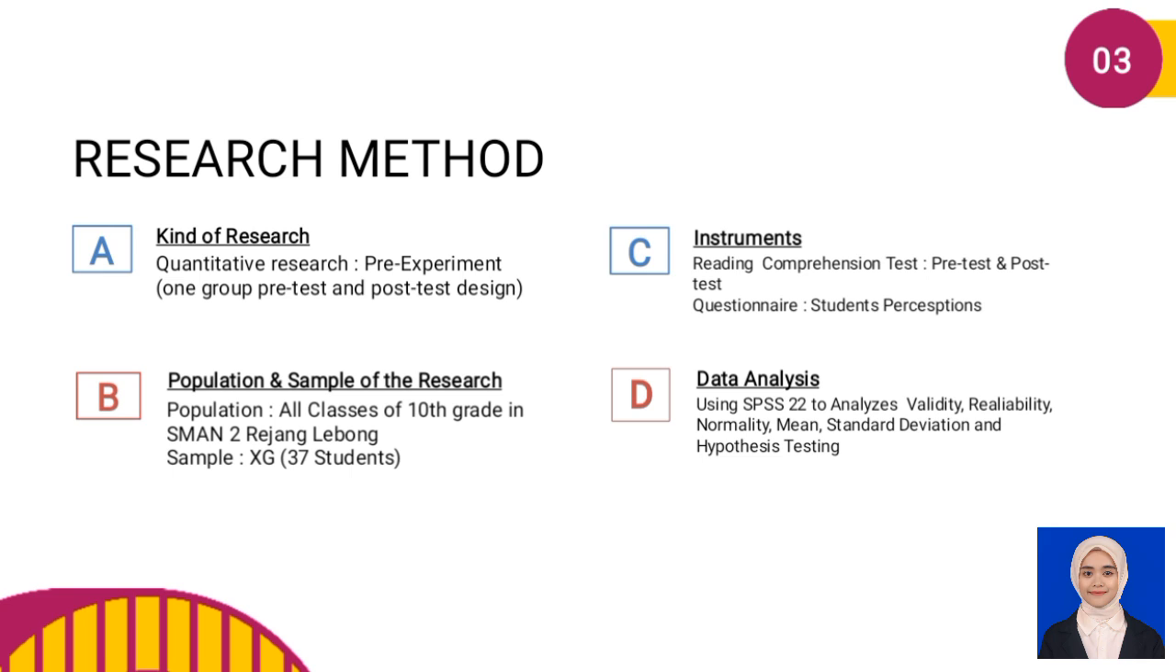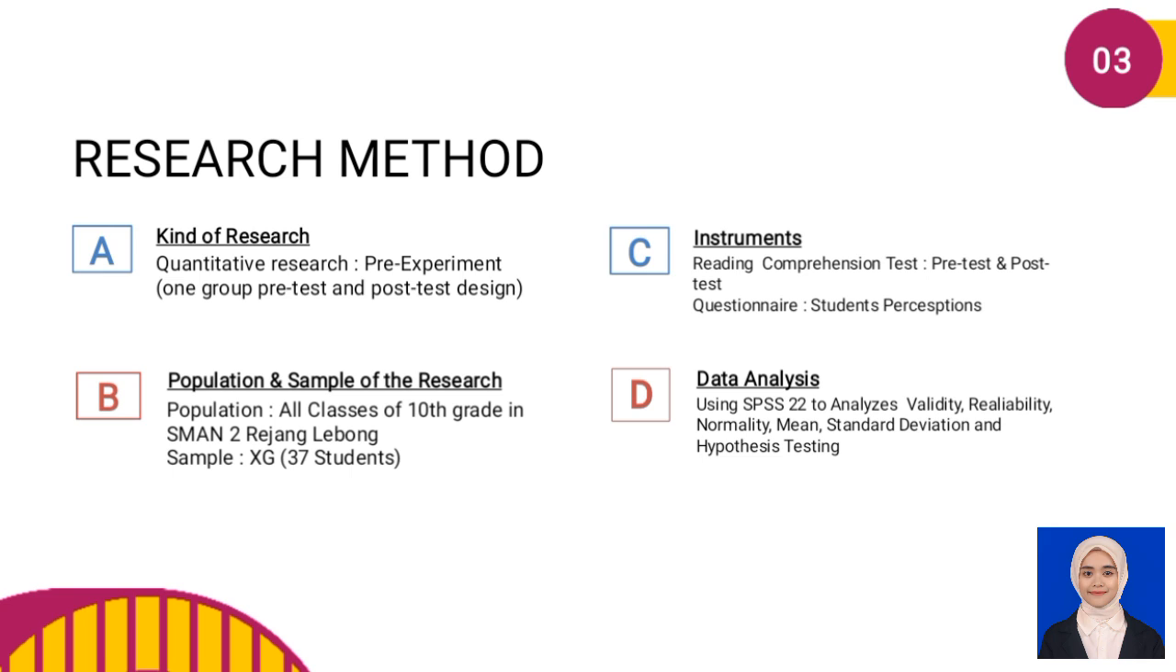Move to the next chapter, that is research method. For the first one, kind of the research. The researcher uses quantitative research with a pre-experiment one group pretest and post-test design. The researcher uses this design because the researcher would like to know the significant effect of using this strategy by comparing the situation before and after applying this strategy.